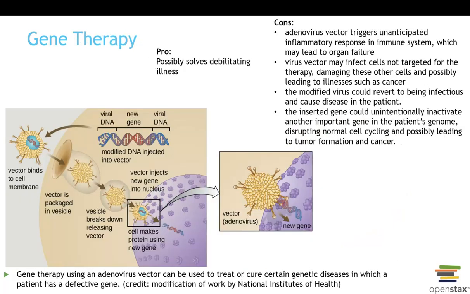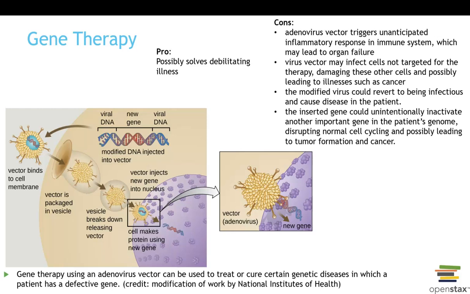Okay, so the next topic is gene therapy, a very hot topic. We're using an adenovirus vector to do the treatment and cure of certain genetic diseases. There are a lot of diseases or defective genes that can cause problems for us. So the main goal of gene therapy is to modify or change those genes in order to treat these defective genes that can cause problems for us.